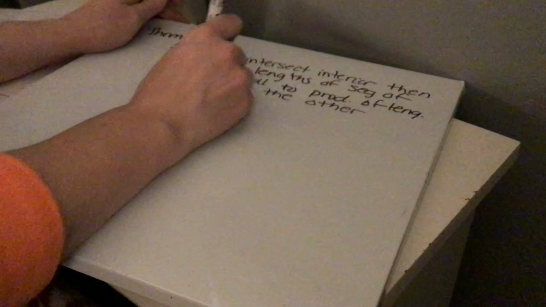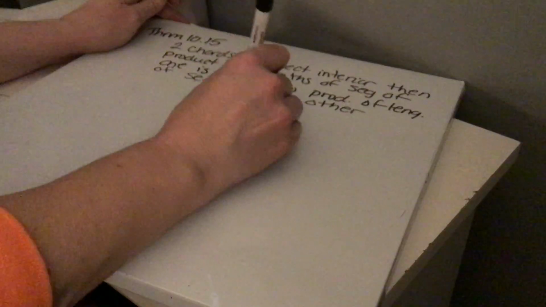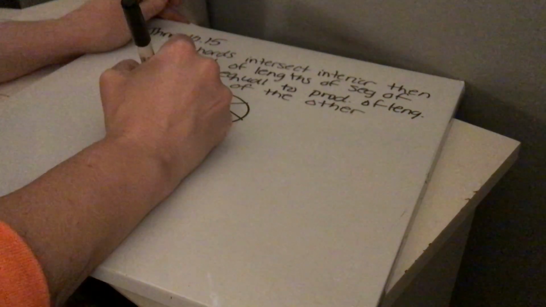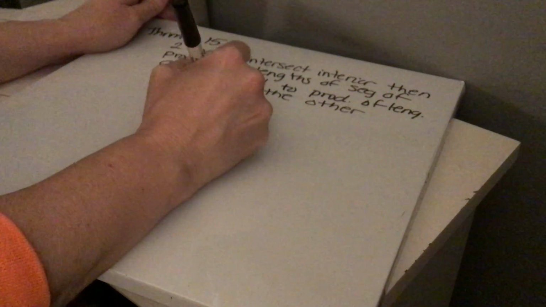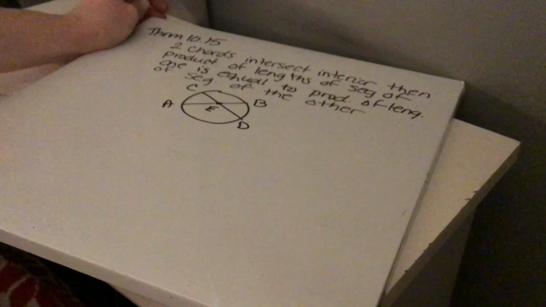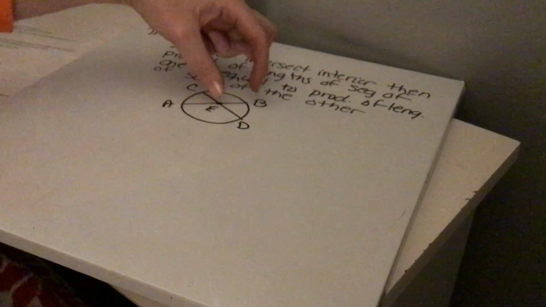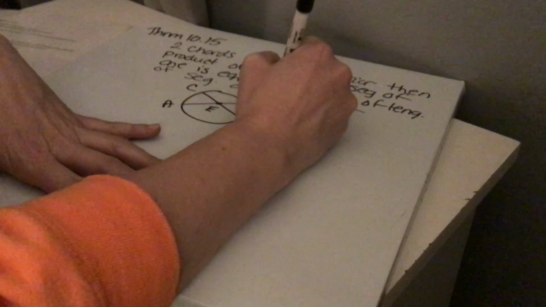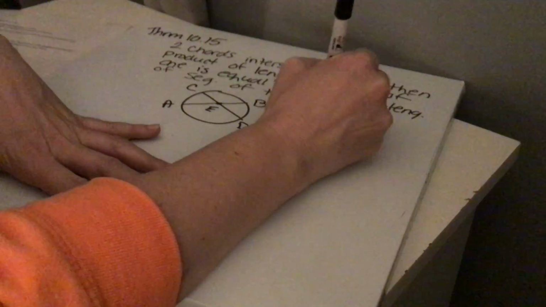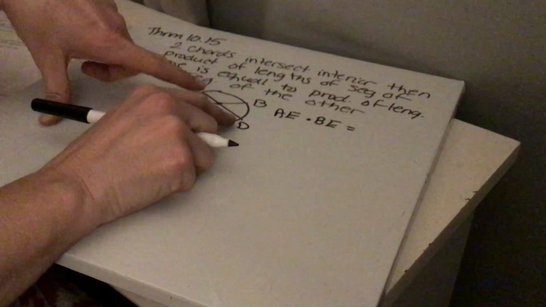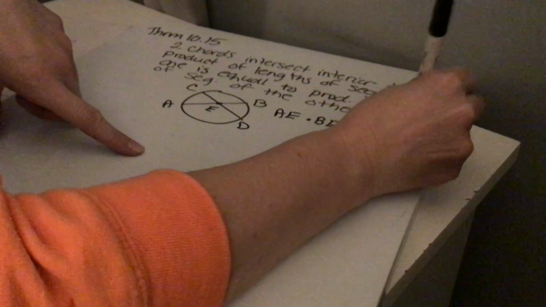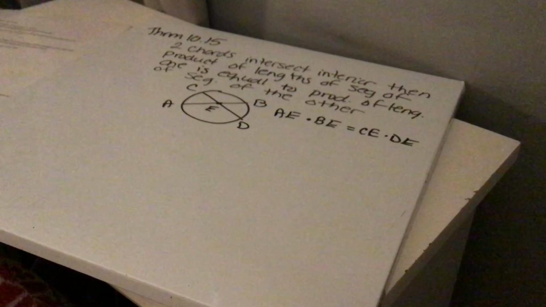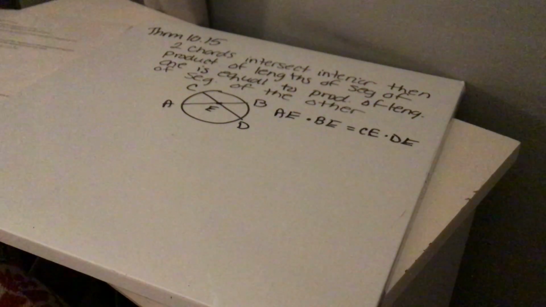So your circle. Here's one chord, here's a second chord. We have chord AB and chord CD. They intersect at point E. The segments AE and EB are from one chord. So AE times BE has to equal this segment here times this segment here, so CE times DE. That is for two chords that intersect inside your circle.